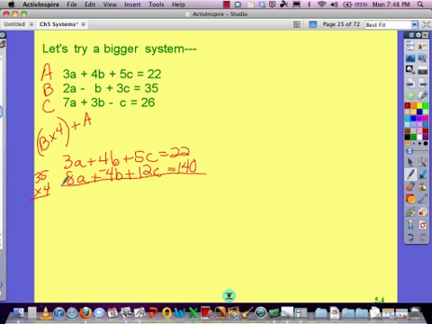Now look at your values. It's the B's that are going to be eliminated, and we are adding. So keep that in mind. You may even want to put that out front. So you can see we've got an 11A.